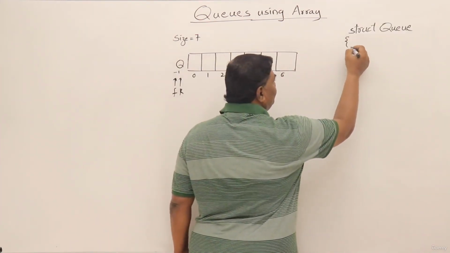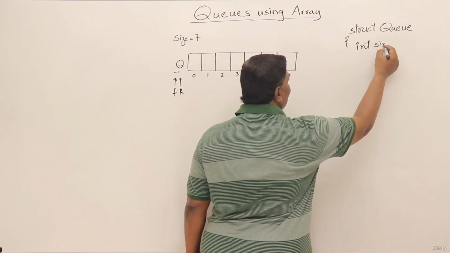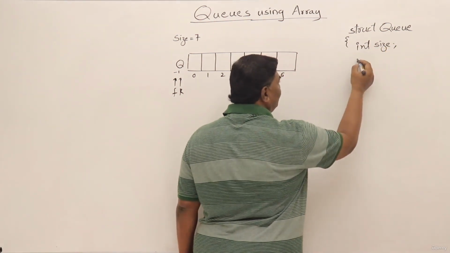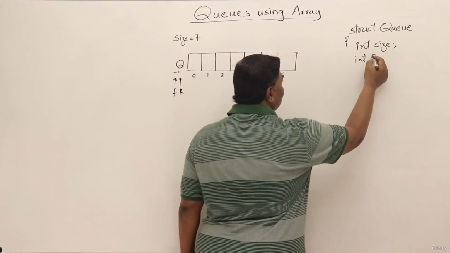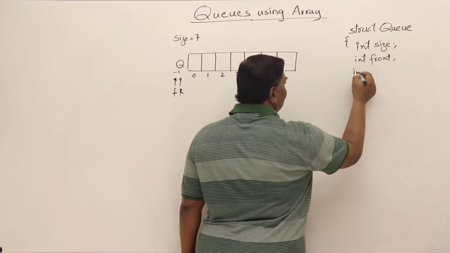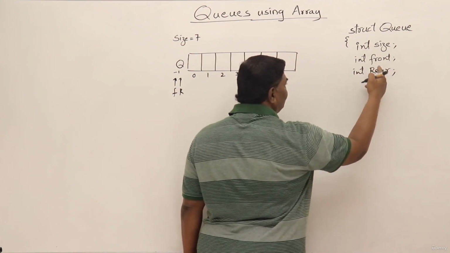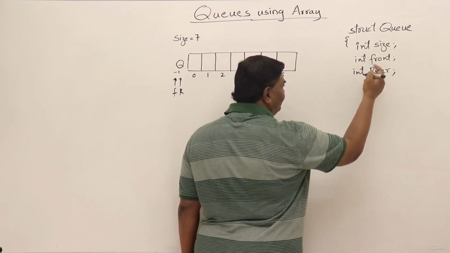Structure queue. So what are the members I need? I need the size. What is the size of a queue? That is the size of an array. Then I need a front pointer to point upon the first element and a rear pointer to point upon the last element. This is used for insertion and this is used for deletion, front for deletion.